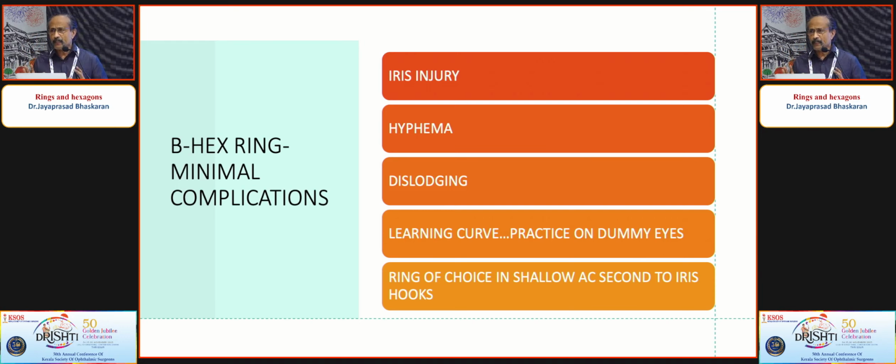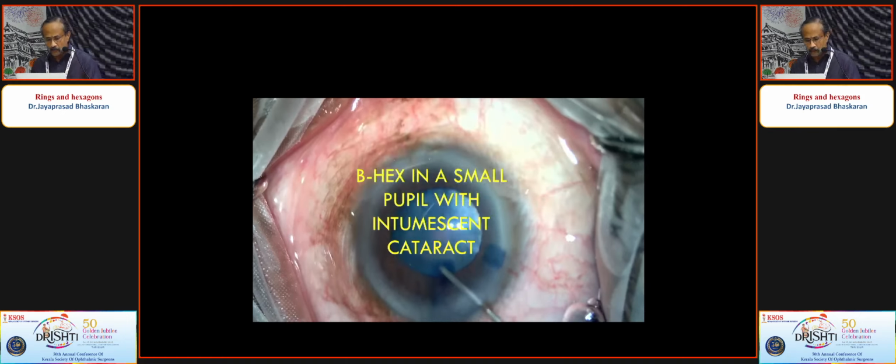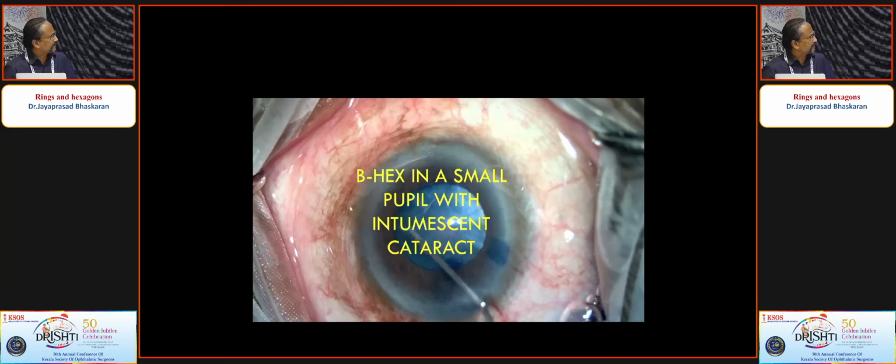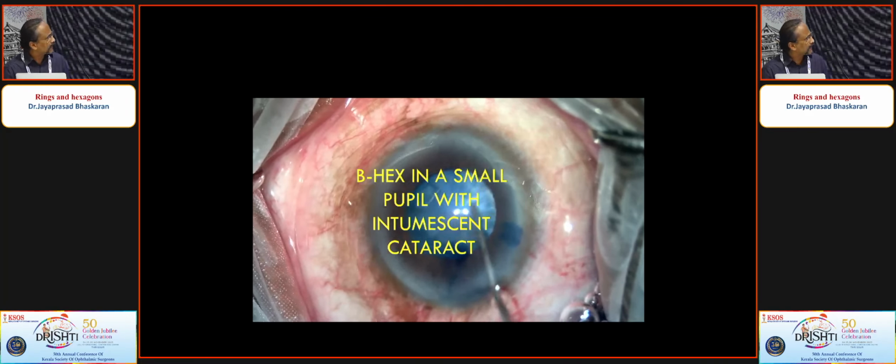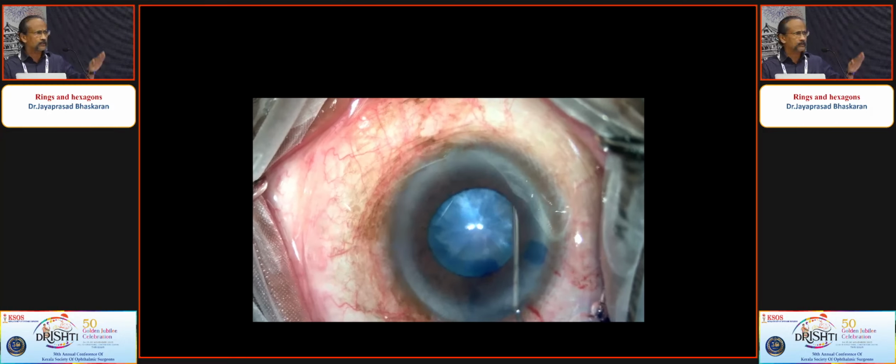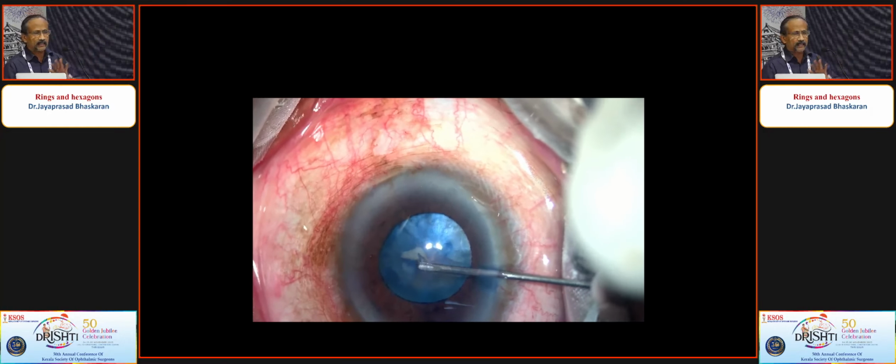And in a shallow anterior chamber, if I am offered a ring, I would like to have a BHEX ring because of its thin profile. But I always choose iris hooks most of the time for shallow anterior chambers. Now this is another case with an intumescent cataract where the space between the iris and the lens is very small. The surface of the lens and the iris are snugly fit.